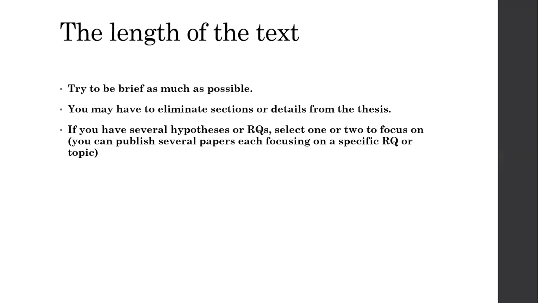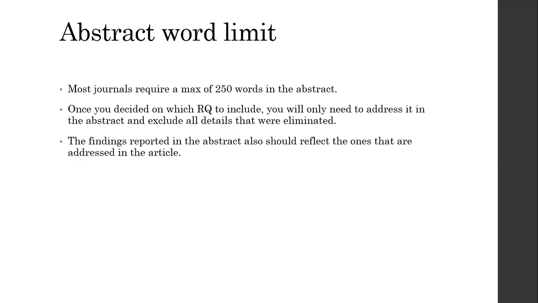Let's now move to the abstract word limit. Most journals require a maximum of 250 words in the abstract. Sometimes some journals reach 300 words, but this is the average. Now, once you have decided which research question to include, you will only need to address it in the abstract and exclude all the details that were eliminated.